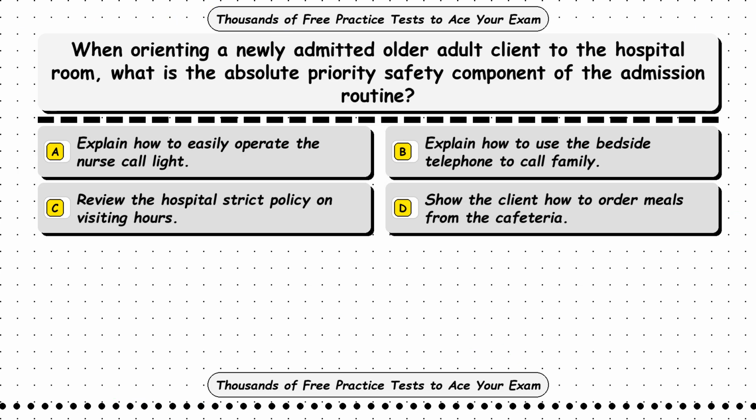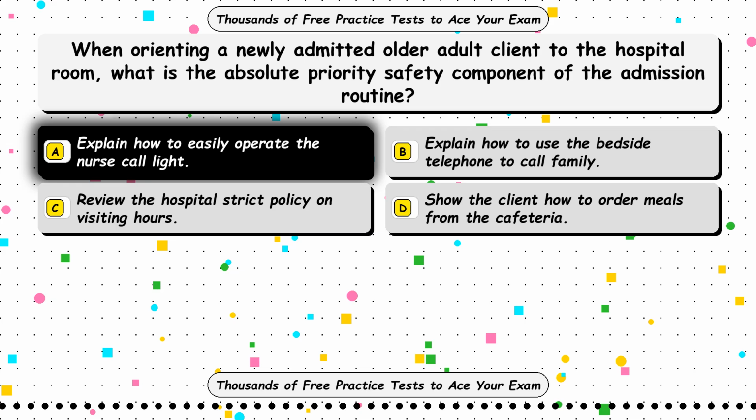Question 58. When orienting a newly admitted older adult client to the hospital room, what is the absolute priority safety component of the admission routine? Option A. Explain how to easily operate the nurse call light. Option B. Explain how to use the bedside telephone to call family. Option C. Review the hospital's strict policy on visiting hours. Option D. Show the client how to order meals from the cafeteria.